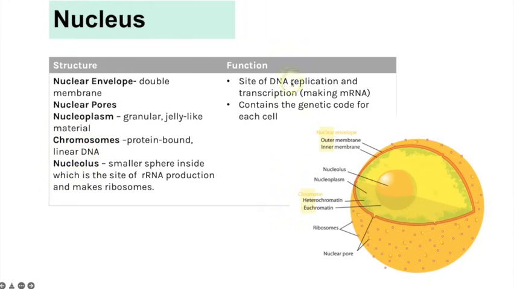The overall function of the nucleus is where DNA replication occurs, and it's a site of transcription, which is where mRNA is made, and it contains the DNA, which is the genetic code for the cell. We also have the nucleolus, which is the site of RNA production, and it's where ribosomes are made.